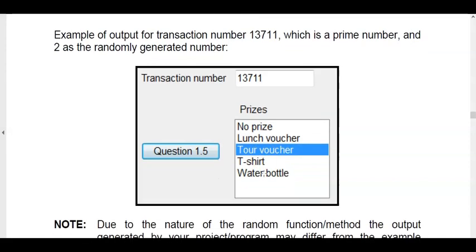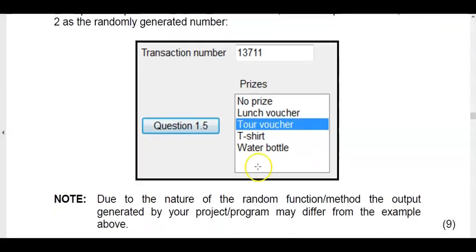You will see in papers where random numbers are generated, they say due to the nature of the random method, the output generated by your program may differ from the example. That just means actually this part here, that it won't necessarily pick the second one. It might pick one of the other 3. It just shouldn't pick the no prize one when you test it.